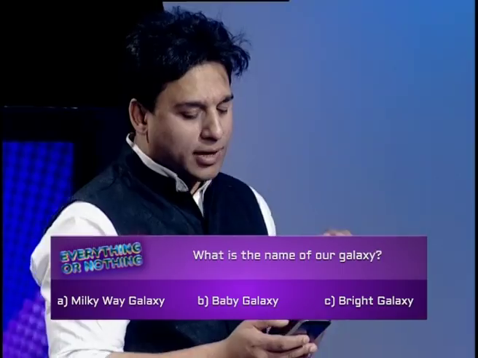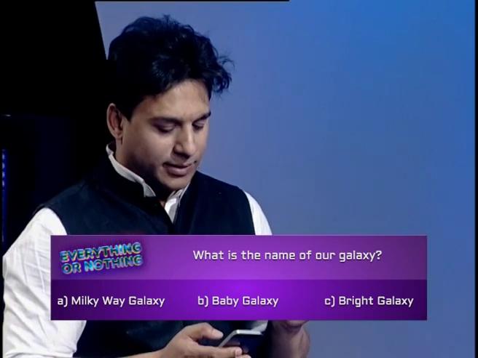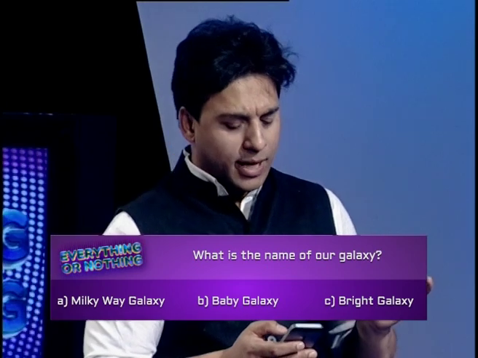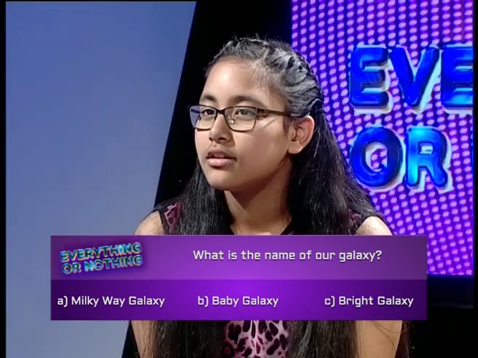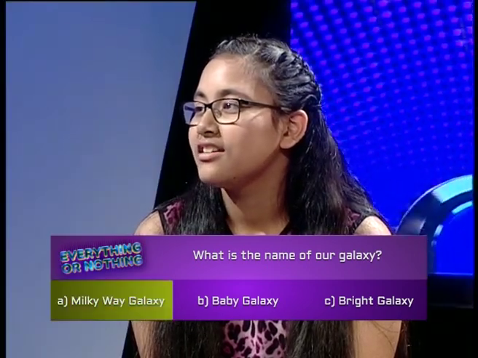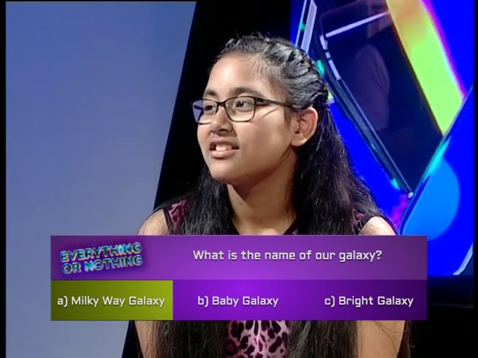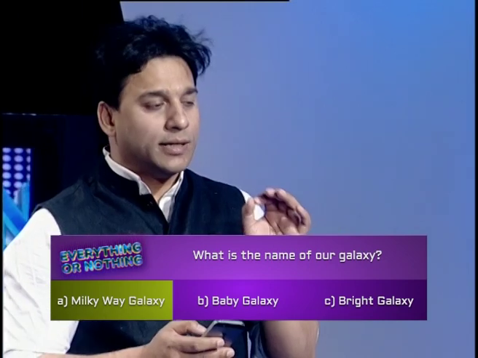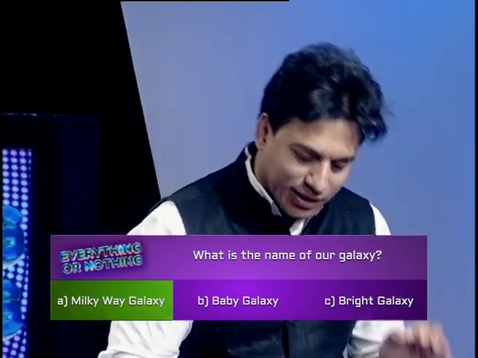What is the name of our galaxy? Is it A, Milky Way galaxy, B, Baby galaxy, C, Bright galaxy? First one, A. Milky Way galaxy. Yes. The name of our galaxy is Milky Way galaxy. Well done.